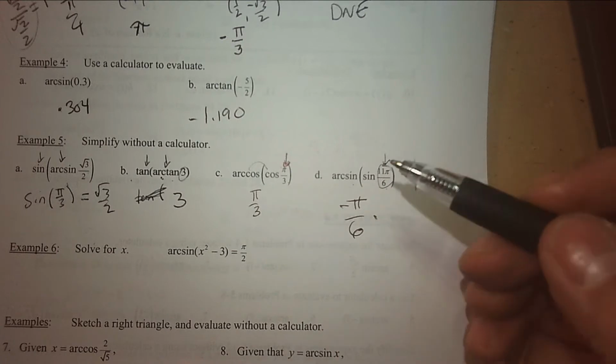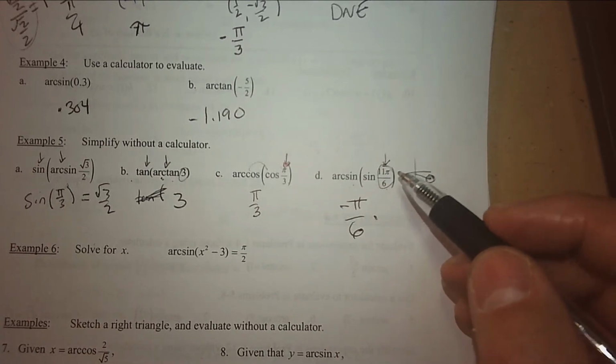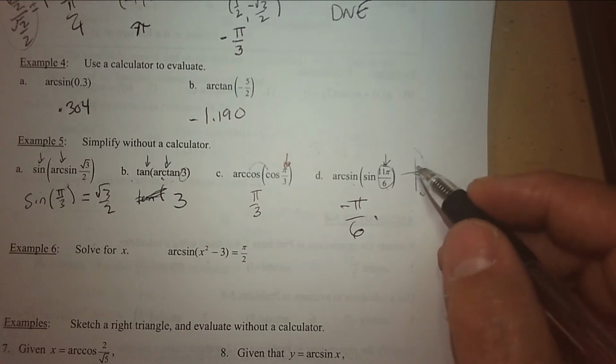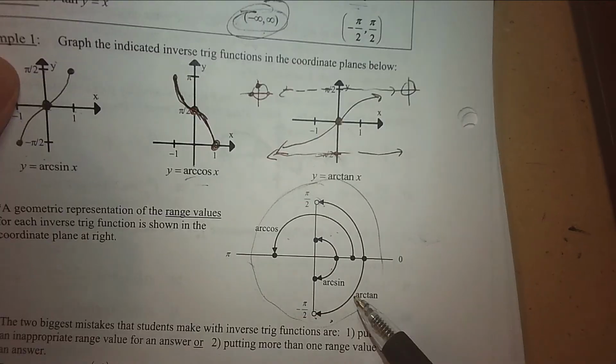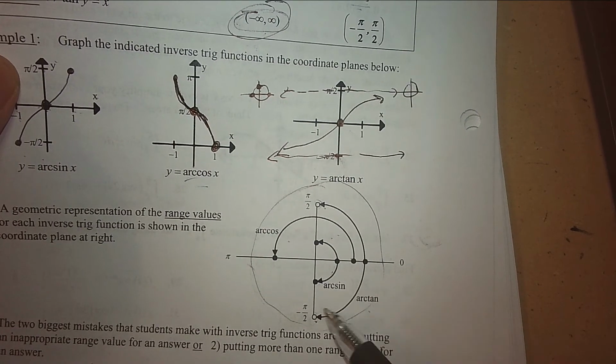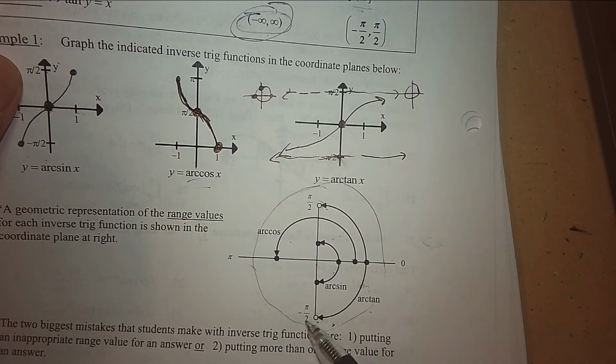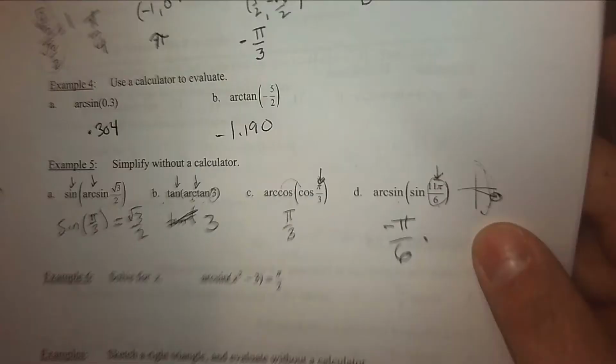But 11 pi/6 wasn't. So I had to change it to a coterminal angle that does go within my restriction. And again, you can go back, if this diagram helps you, to recognize where the angles are found for inverse trigonometry. So 11 pi/6 was in this quadrant, but I had to write it as a negative angle. The same angle. All right, example number 6.